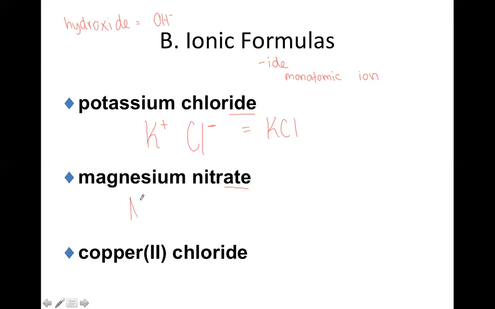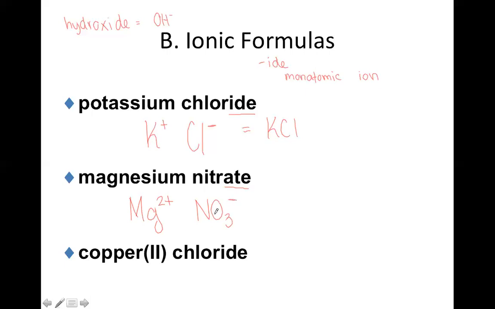Magnesium is Mg. It's in group 2, so it gets a 2+ charge. Nitrate has the symbol NO3, and it has a minus charge.